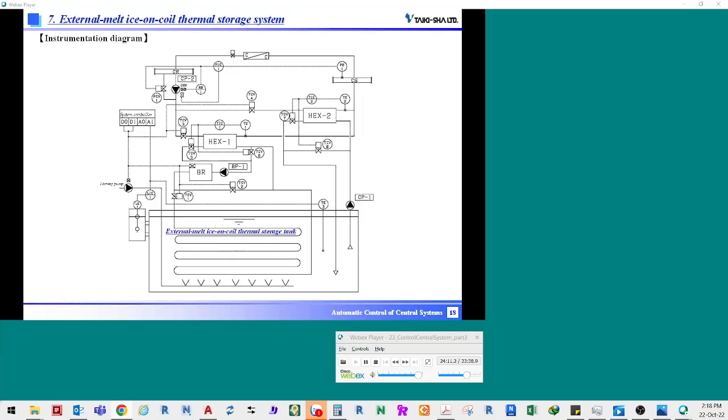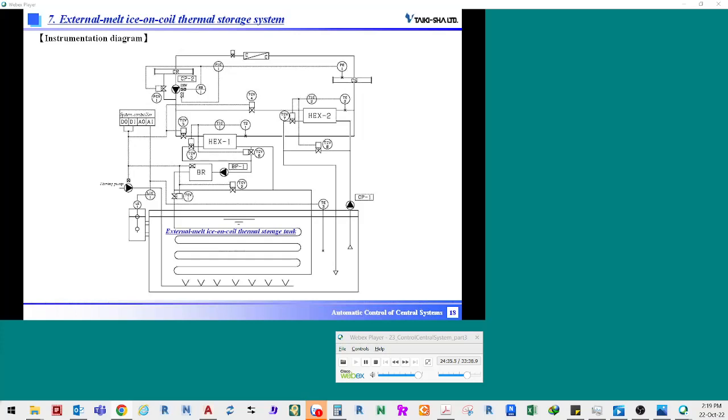The system shown on this slide consists of an external melt ice on coil thermal storage tank, a brine chiller, a brine water heat exchanger, HEX 1, a brine pump, an air pump to store the ice in the ice thermal storage tank, a water heat exchanger, HEX 2, a primary chilled water pump and a secondary chilled water pump.